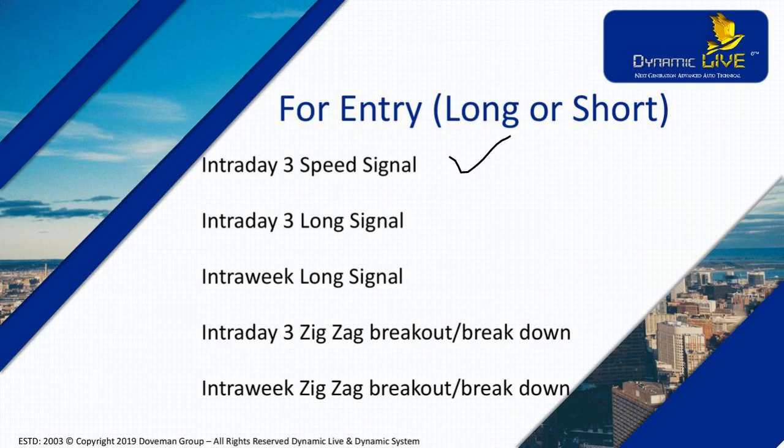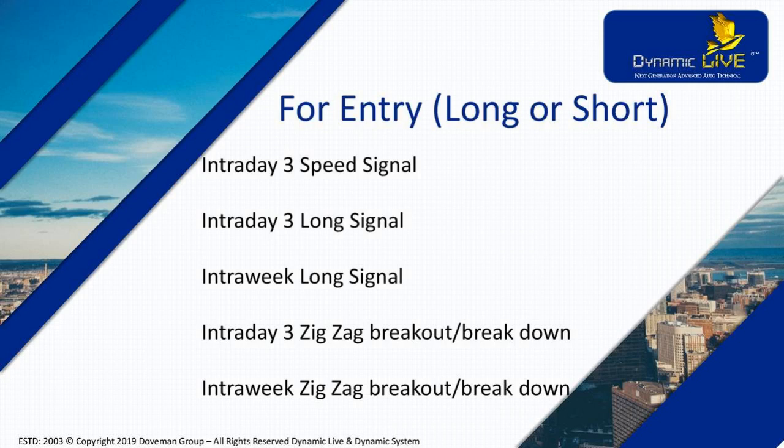Intraday 3 speed signal, intraday 3 long signal, intra-week long signal, the zigzag breakouts and breakdowns, and all these things. Now you will be wondering why so many signals are used here. The reason multiple signals are used is that there are multiple varieties of price movement in any given market condition. If we have to get the right entry and right exit, these many signals are used. Each signal has its own skill set, its own speciality. In one given market condition, one signal never misses identifying the right entry and right exit. In another market condition, there is another signal which never misses the right entry and right exit.